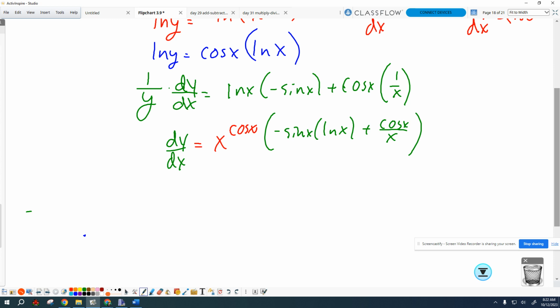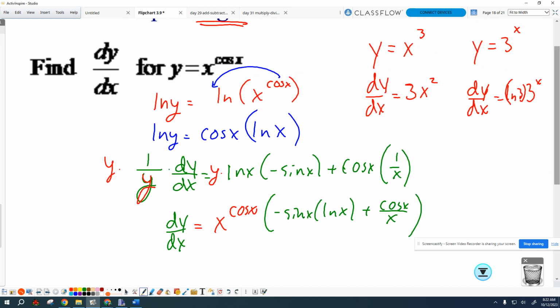Where does the red come from? Okay, here I multiplied by y on both sides. And I was lazy. I had the y there and I asked Camden, what did y equal? Because I want to replace it. And he said, from the very beginning, y was the thing I had to do the derivative of in the first place. So logarithmic differentiation is used when you have a moving target to a moving target.